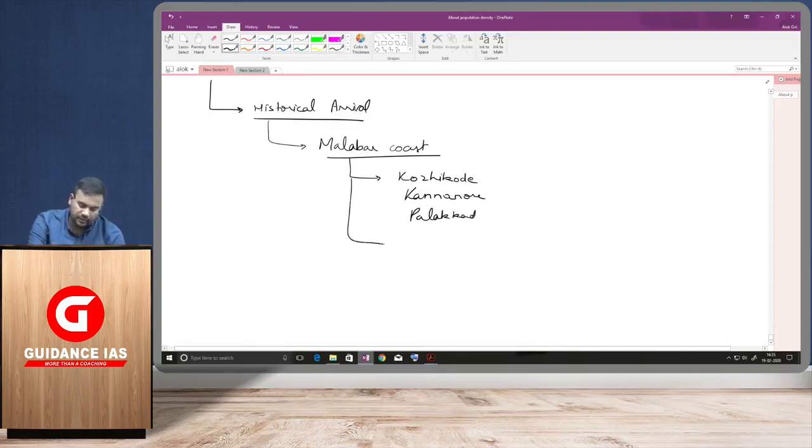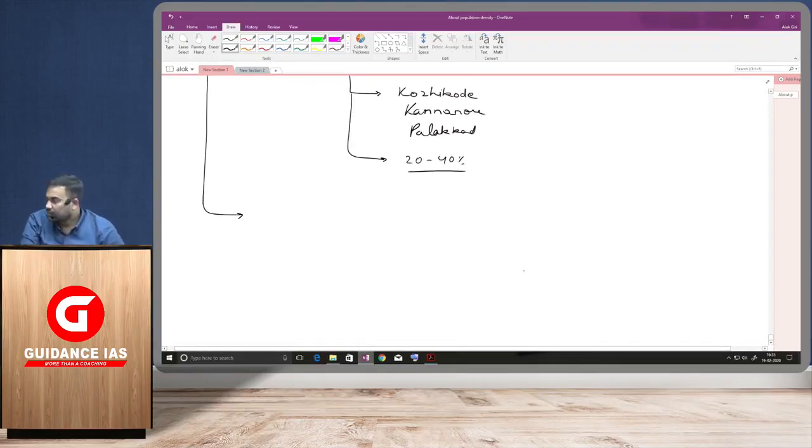There were areas where the concentration was between 20 to 40%. If you talk about these, they are Trivandrum, Ernakulam. These were certain areas, other areas where it is located. Then the areas where it spread as a result of hierarchical diffusion.